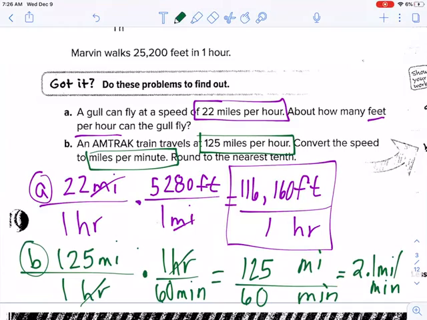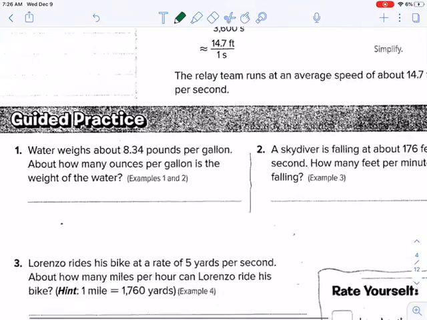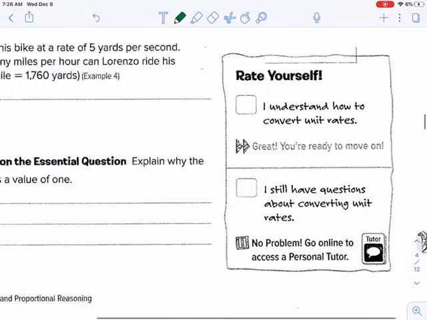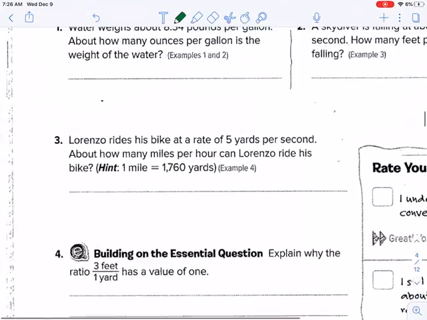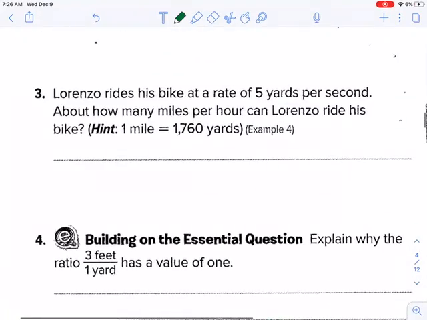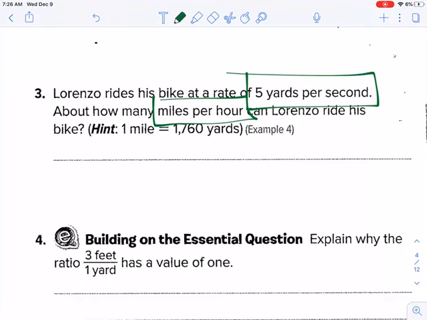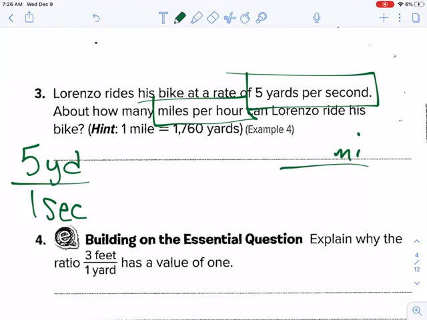All right, let me do a 2-step with you. And let's go to number 3 under guided practice. That's page 28. So this one, Lorenzo rides his bike 5 yards per second. We want to go to miles per hour. So 5 yards in 1 second is what we're starting with. We're going to miles per hour. So you'll notice that the top and the bottom change. So we need 2 conversions for this one.